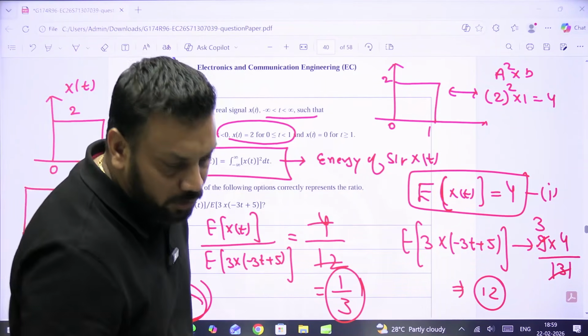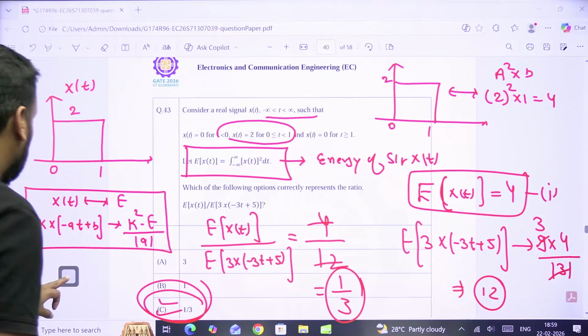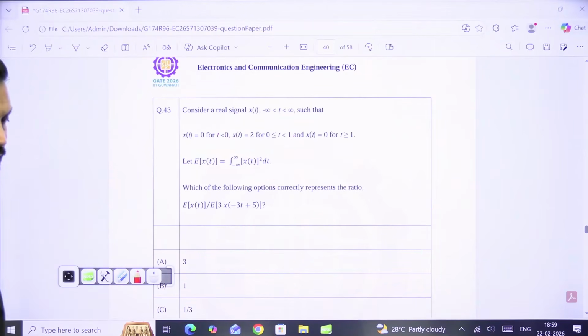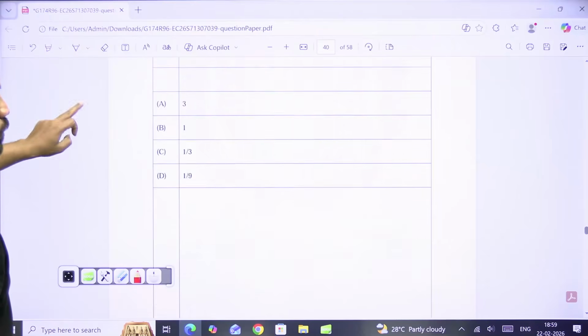चलिए तो क्वेश्चन नंबर 43 भी हमने कर लिया। नाउ लेट्स सी नेक्स्ट सिग्नल्स एंड सिस्टम क्वेश्चन व्हिच इज क्वेश्चन नंबर 46. ओके, so coming to the question number 46.